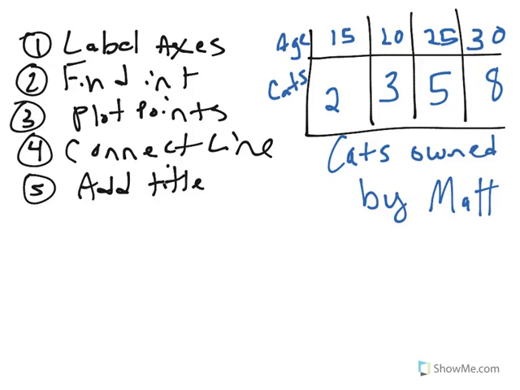So the information for the line graph I want you to make is cats owned by Matt by age. When he was age 15, he had 2 cats, 20 he had 3 cats, 25 he had 5 cats, and 30 he had 8 cats. I want you to make a line graph to show the growth of how many cats he had. So use those skills that we used in that first line graph and create your own line graph, and we'll check it tomorrow.